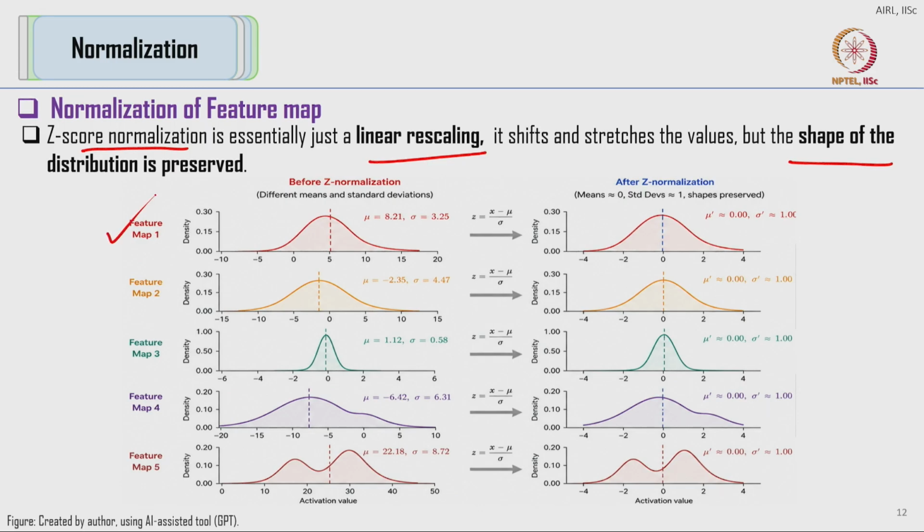Let's assume we take feature map 1, which had a different mu and sigma. After the normalization, it has a comparable mu and sigma, but its shape is preserved, there is no influence on the shape. Let's for example take feature map 3, with a particular mu and sigma. After the normalization, we observe that the shape is retained, and this is the case for most curves. So normalization is more of a shifting operation, but the shape is not influenced.